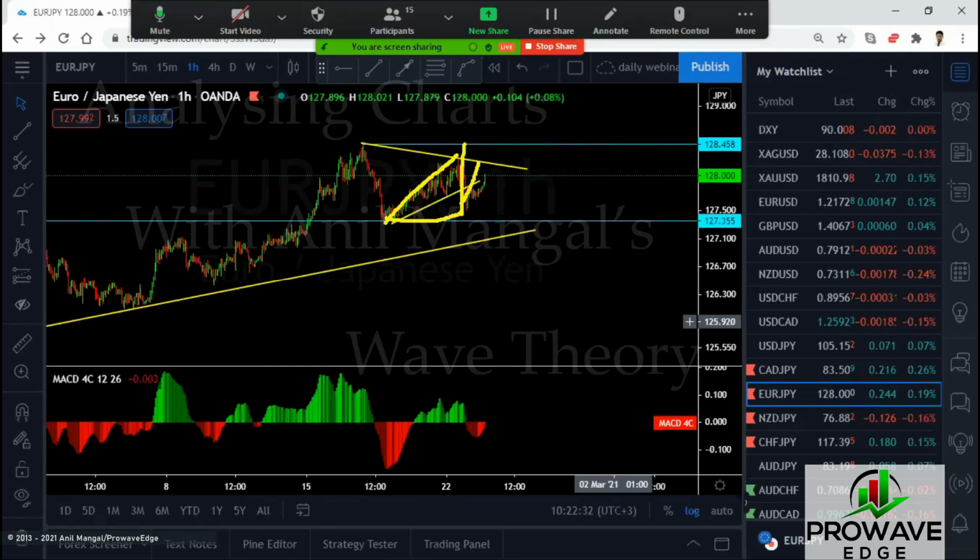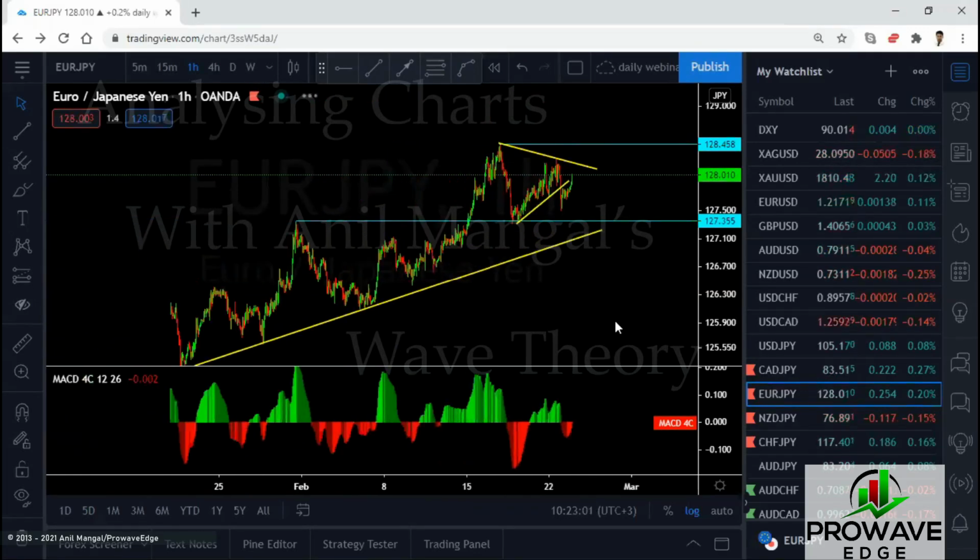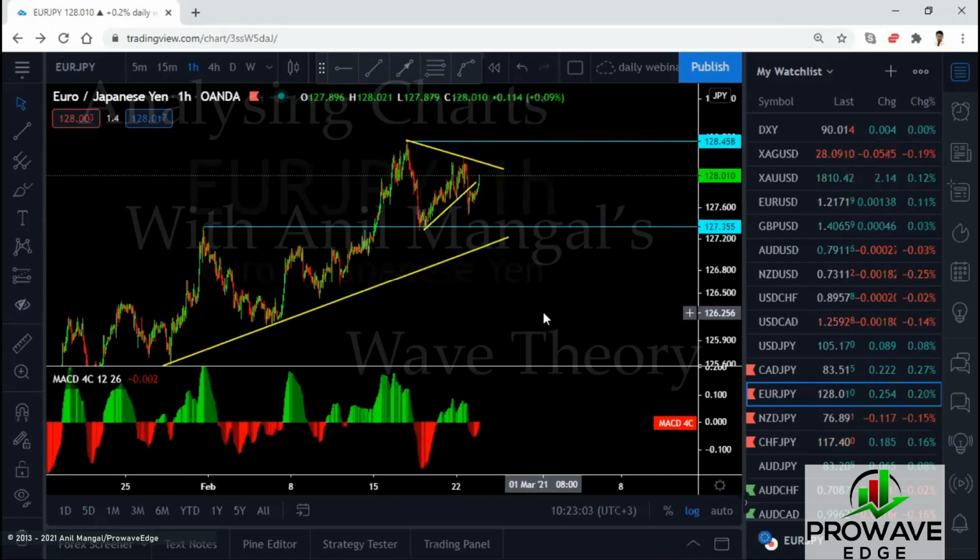That could be a contracting flat. This here could be a contracting flat, and this could go right back up. So if we get a flag anywhere here today, we'll buy it. And by flag, I mean something like this. We get that, we'll buy. Buying on the breakout is a little risky because it's a contracting flat.